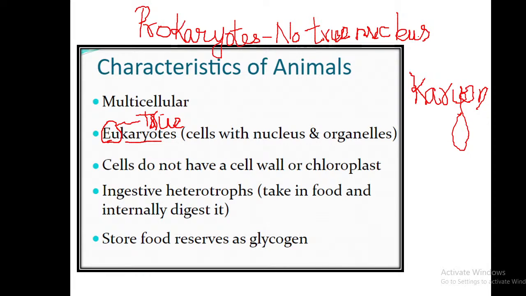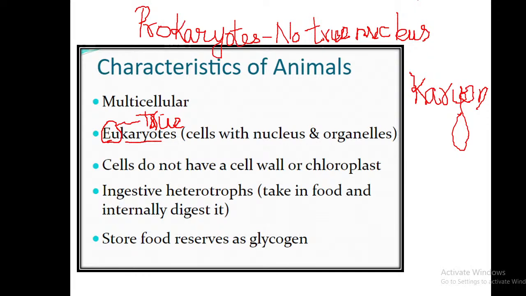Nuclear membrane ഇല്ലാത്തതാണ് prokaryotes. So coming to the characters of the animals, they are multicellular eukaryotic organisms, that is cells with nucleus and organelles. നിങ്ങൾ പറഞ്ഞതുപോലെ മെംബ്രെയിൻ ബൗണ്ട് ഓർഗനല്ലേസ് ഉള്ളതാണ്. Membrane bound organelles are present. Then cells do not have a cell wall or chloroplast.